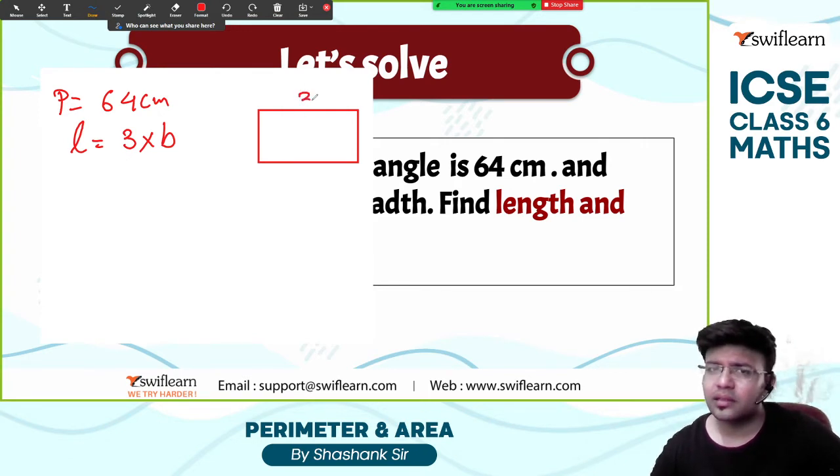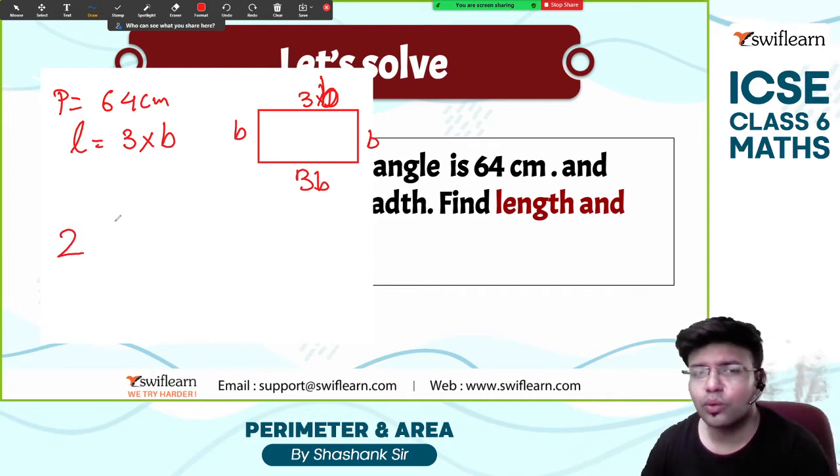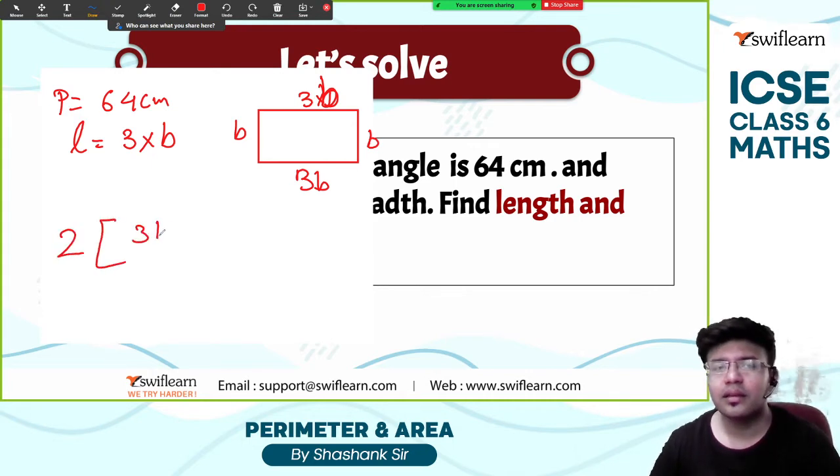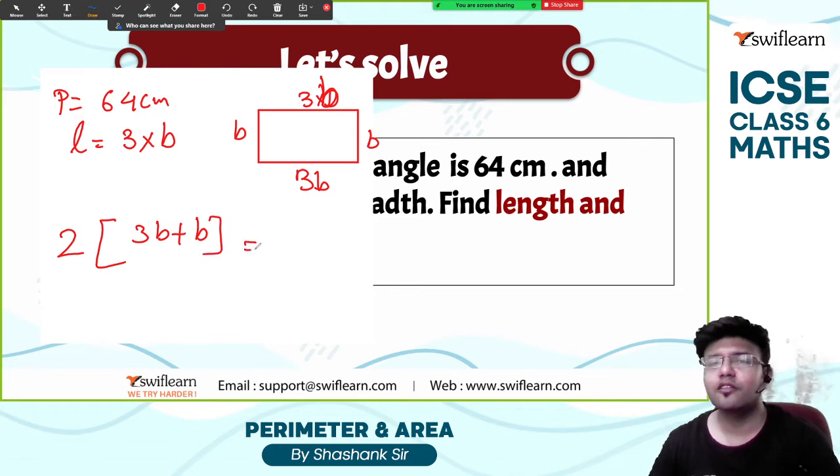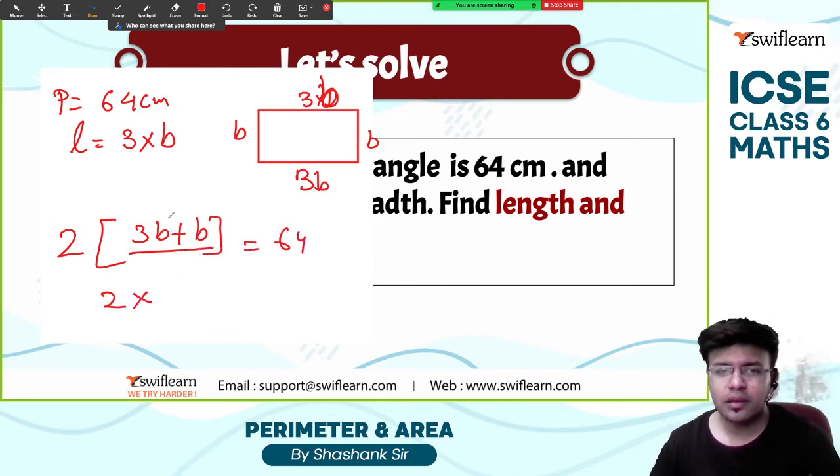So wherever length is there, you put 3b, 3 times b is 3b, and wherever breadth is there, you put b. Now add all the things. 2 times length plus breadth will give you 64. 2 into 3b plus b. 3b is like, think like chocolates. 3 chocolates plus 1 chocolate, 4 chocolates. So 4b.